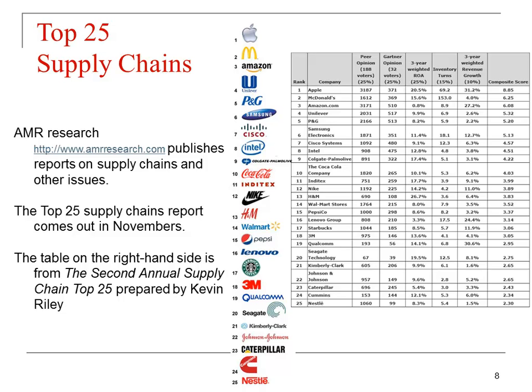So this is information for 2014. Here are the top 25 supply chain companies. At the top, you have Apple, McDonald's, and Amazon. So you see that it's not only having a good product that makes the company successful, it's also the way they manage their company and their supply chains.